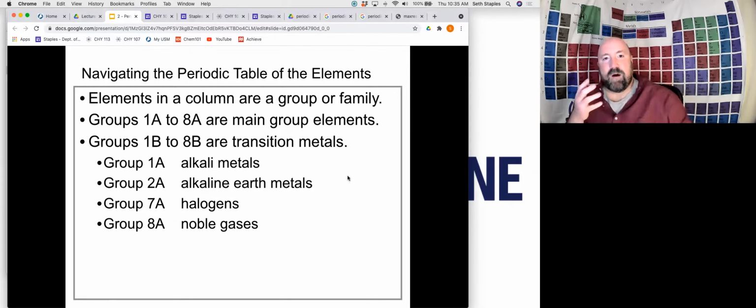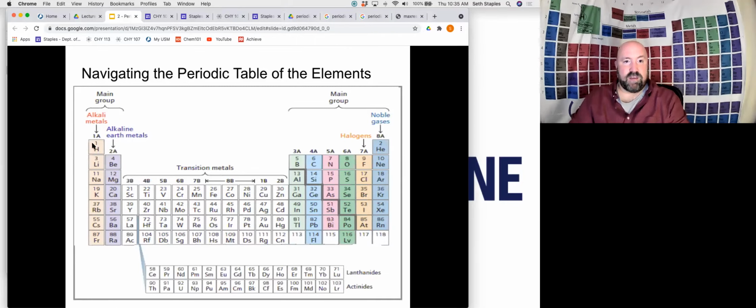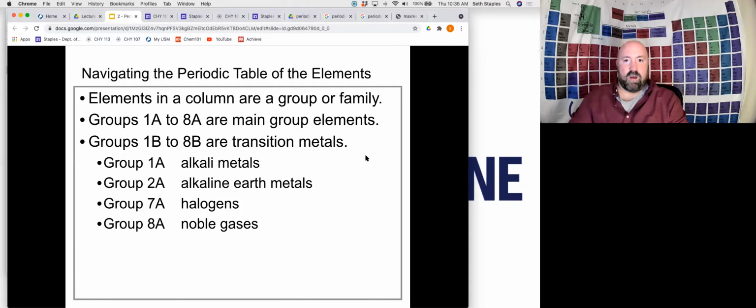Another way that we think about the groupings and the arrangement of the periodic table is we look at elements that are in a column. Elements that are in a column have very similar properties, again, for reasons that we'll look at a little bit later. Elements within a column are called a group, or they're sometimes called a family. Groups 1A to 8A, let's look at what that means here. So in this section and over here, skipping this middle section, these two blocks and this big block here are called the main group elements.